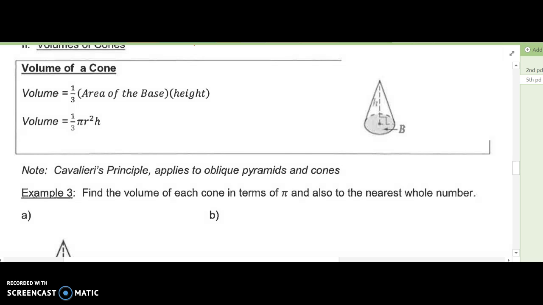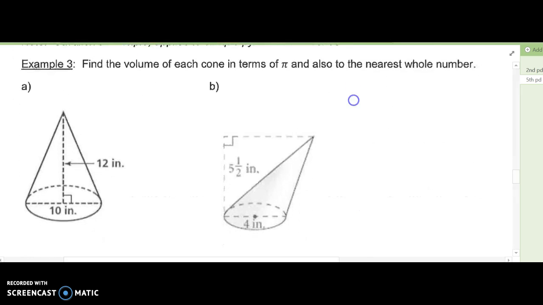A cone is the same formula as a pyramid. It's area of the base times the height, still 1/3. The only thing that's new is because the base of a cone is always going to be a circle, we just sometimes plug in pi r squared for the area of the base. That's the only thing new and exciting. And by the way, Cavalieri's principle applies to oblique pyramids and cones. So if we see some slanty cones like in part B, just keep in mind it's the same formula. The only thing that's more exciting is your height might be outside the cone.